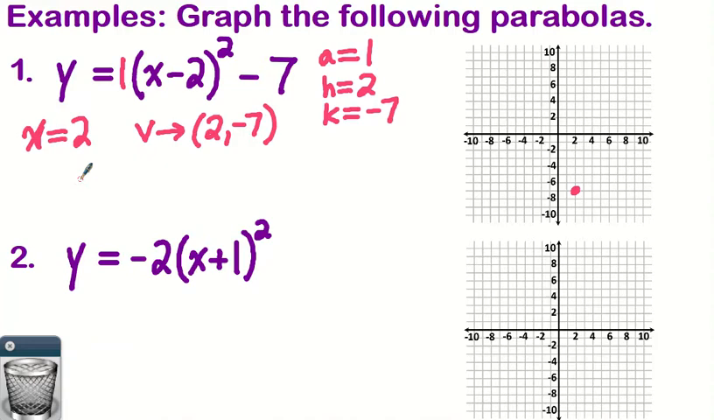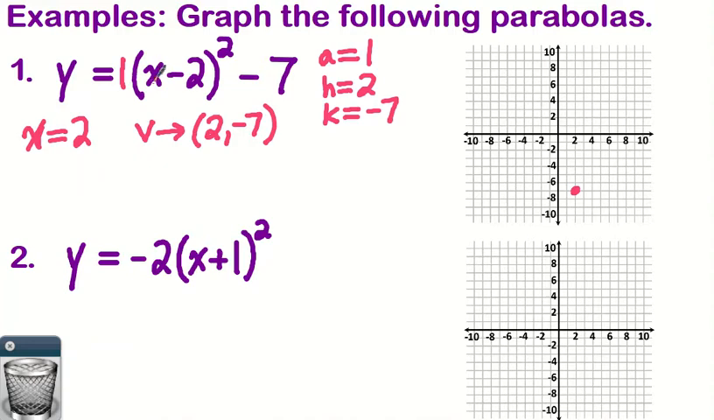Actually, no, I'm not, because if I pick x equals 2, I'm going to just get the vertex, right? So let's just pick 0. That's probably the most common value anyway.